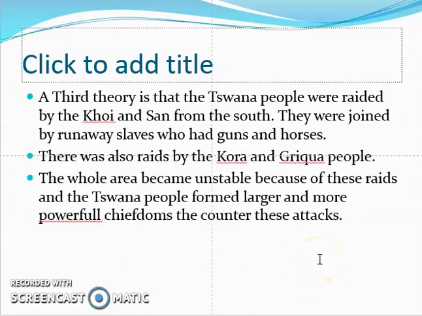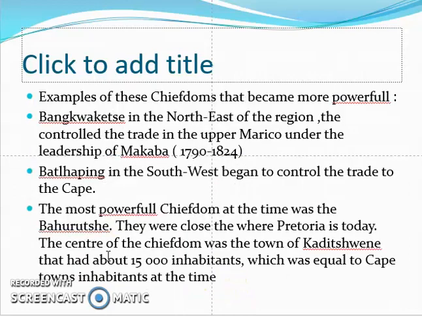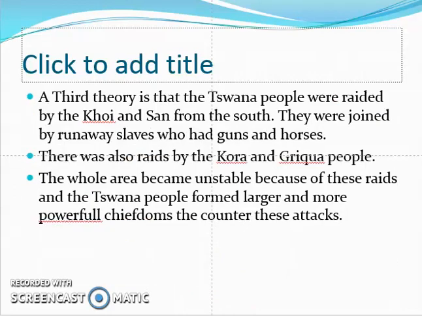The third theory is that the Tswana people were raided by the Khoi and the San from the south. They were joined by runaway slaves who had guns and horses, and these slaves, as we know, came from the Cape. These were slaves that came in from Malaysia. We will talk about that a little bit later, but some of them were obviously going to run away. It was also raided by the Kora and the Griqua people. We will look at those groups later as well. The whole area became unstable because of these raids. The Tswana people formed larger and more powerful chiefdoms to counter these attacks.